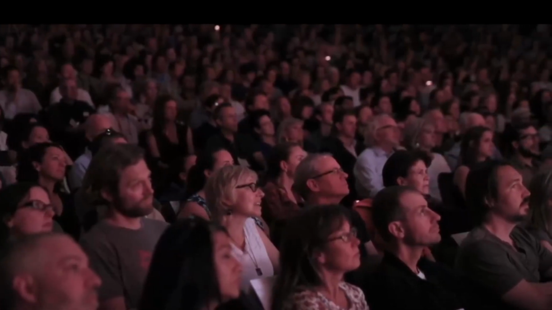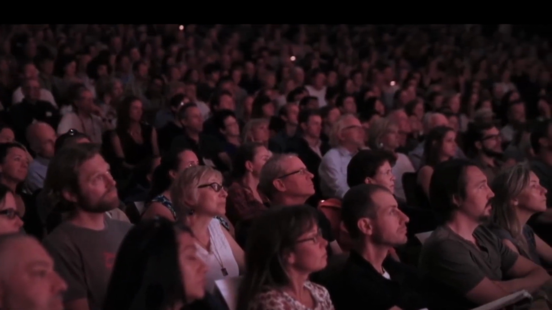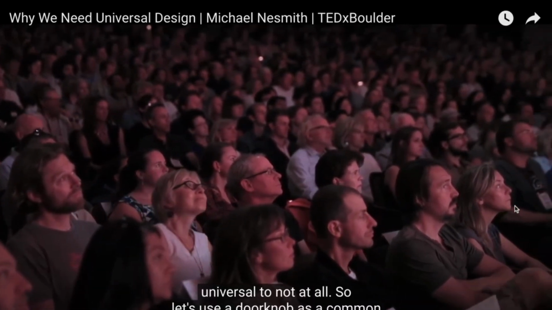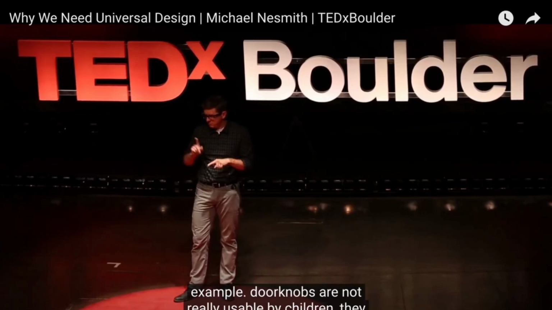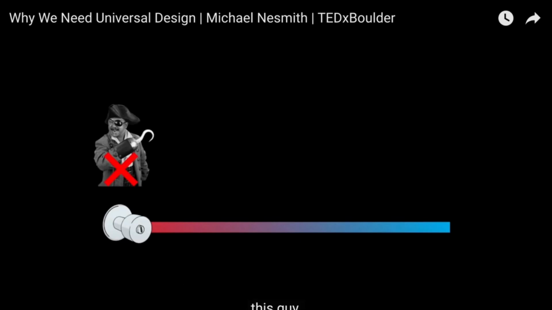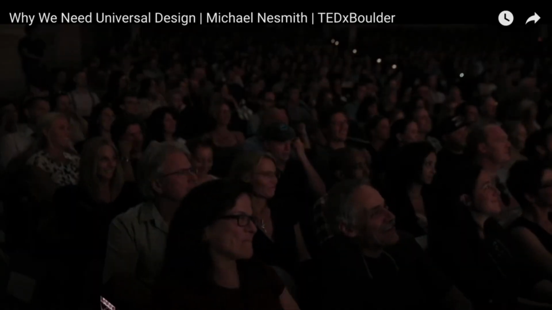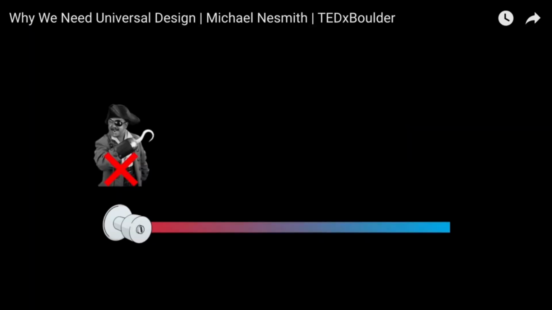So humans interact with objects every day. And all these objects fall somewhere on the spectrum of universal design, from very universal to not at all. So let's use a doorknob as a common example. Doorknobs are not really usable by children. They struggle. People with arthritis struggle to use doorknobs. And this guy. So how could we improve on this design? Well, the door lever. It's a lot better. This guy can use it now.